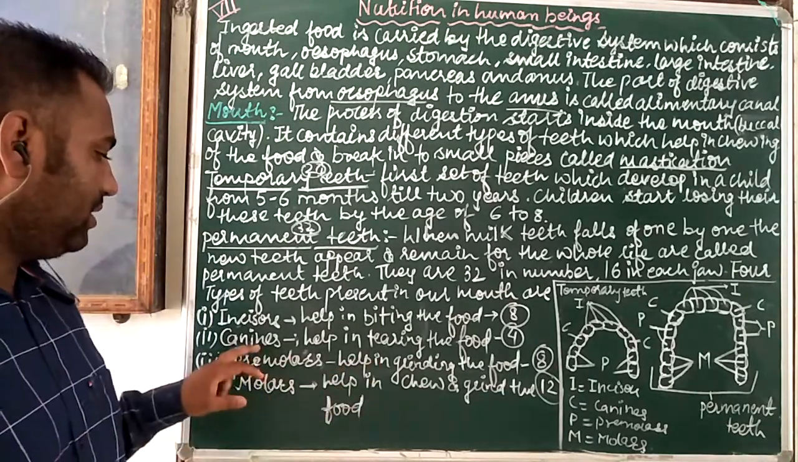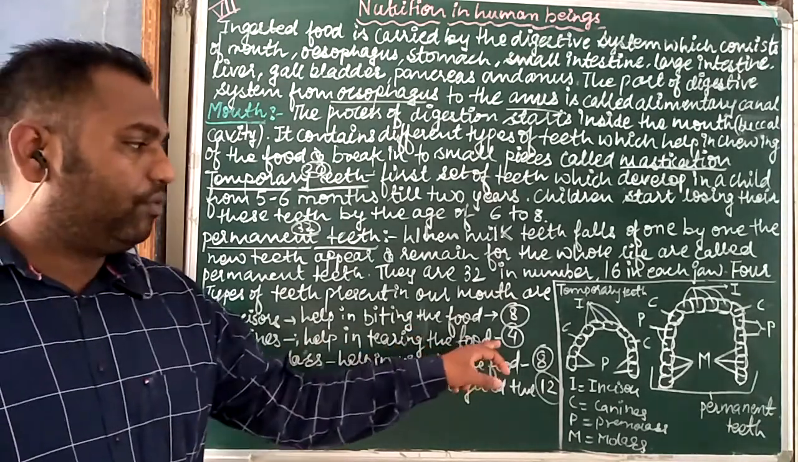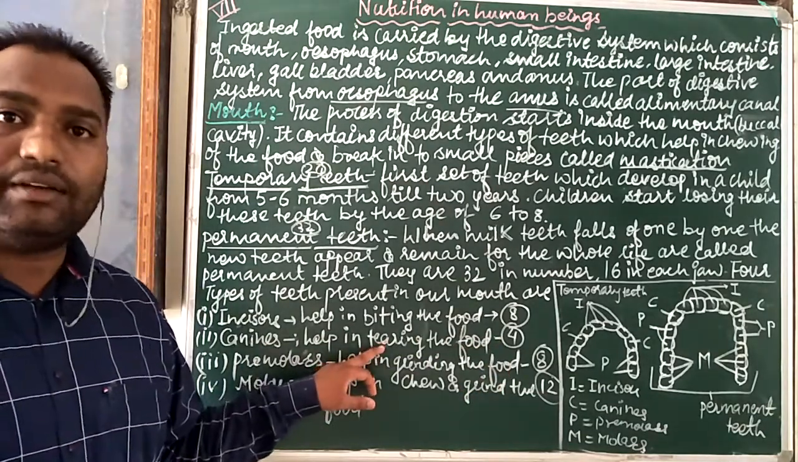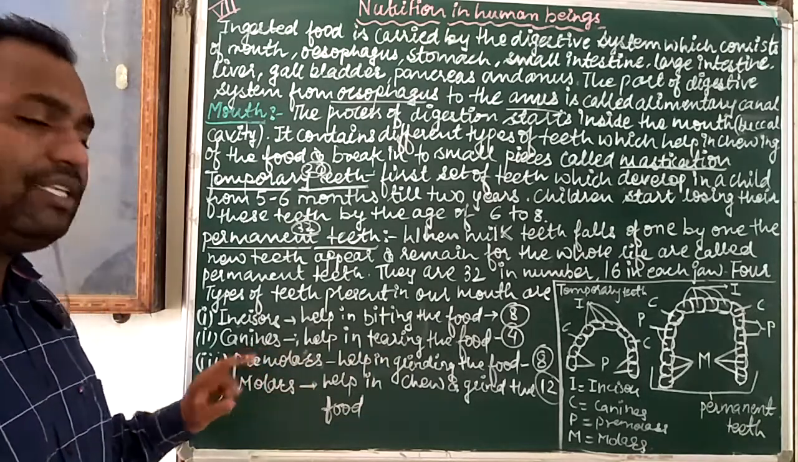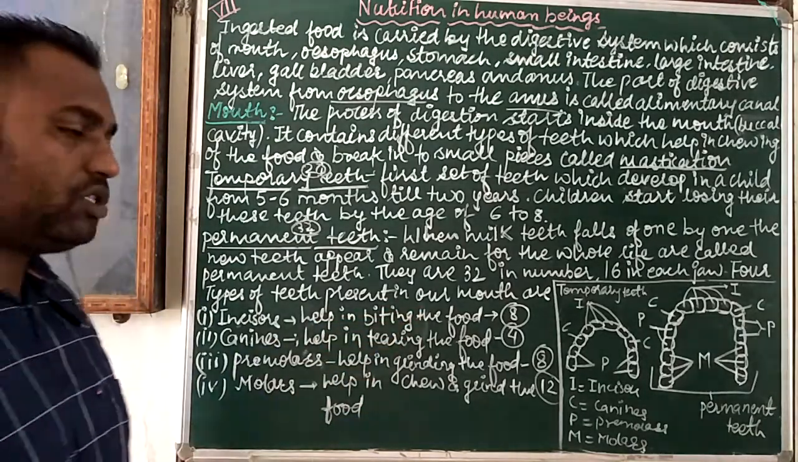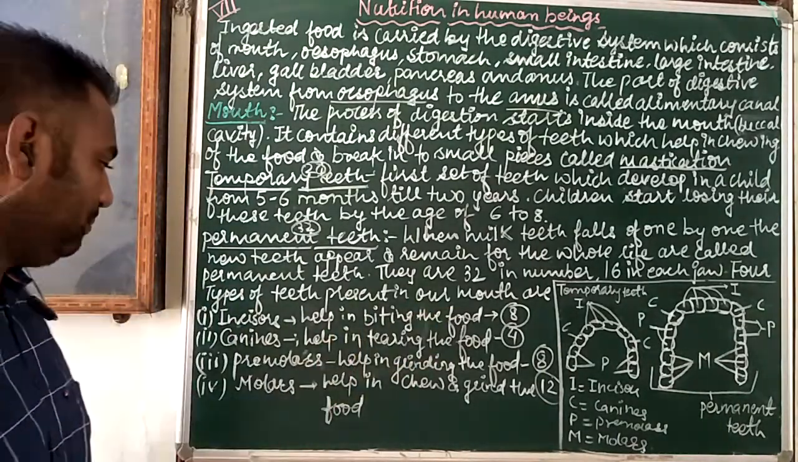Canines help in tearing the food, because non-vegetarian animals like lion and tiger have very sharp canines. They are 4 in number, and they can bite and tear flesh only with the help of these canines. They are 4 in number because 2 are in the lower jaw and 2 in the upper jaw.